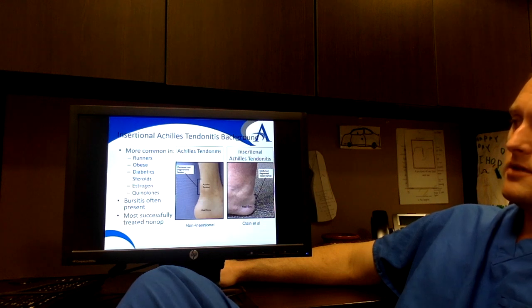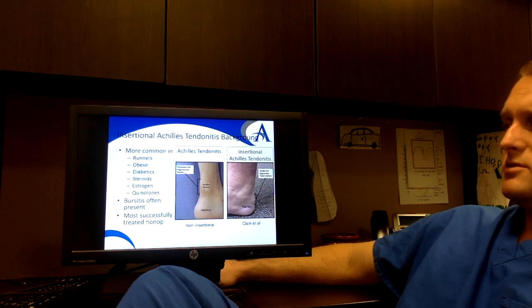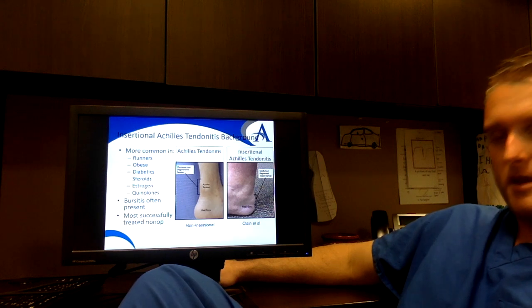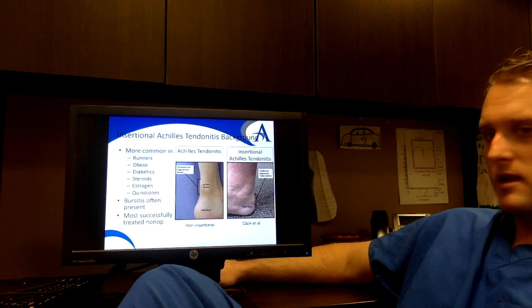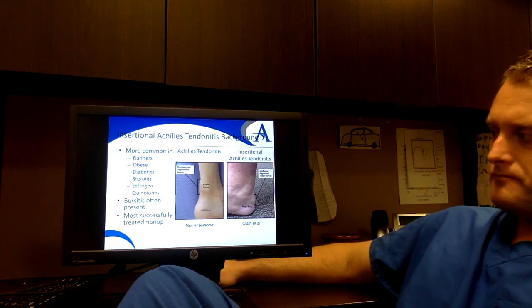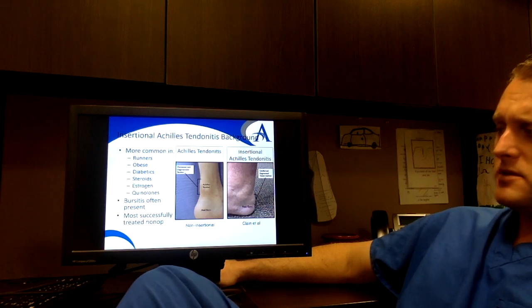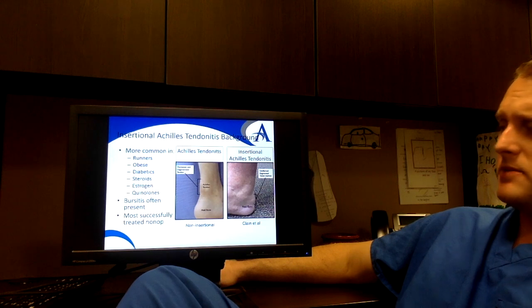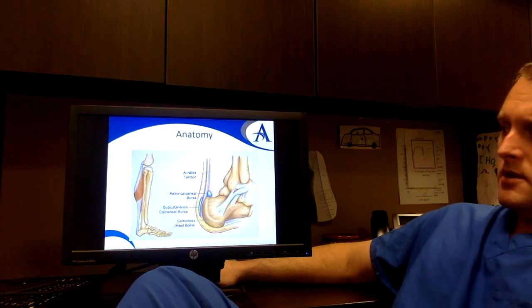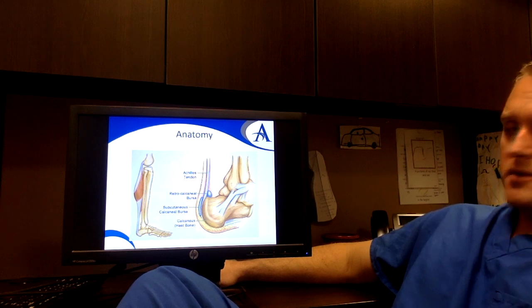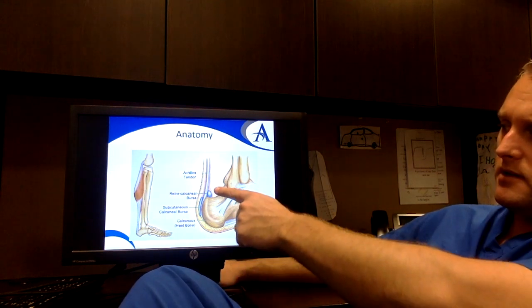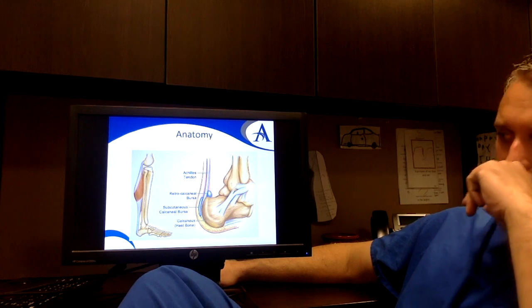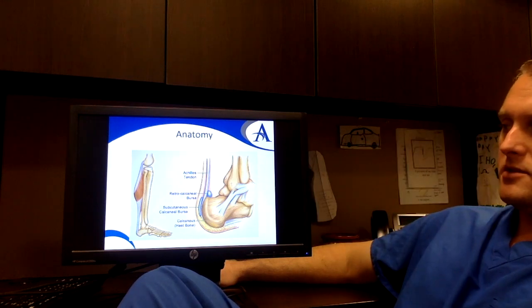As before, there are other different issues that can cause it. But you can have bursitis, which is usually present. So that Kager's fat pad I was showing you before is the source of a lot of that inflammation. This is most successfully treated non-operatively, like 90% of the time. Rarely does it require any intervention. There's the retrocalcaneal bursa, which is this blue circle right here, sitting behind the Achilles tendon in that fat pad, and that's where a lot of this inflammation occurs.